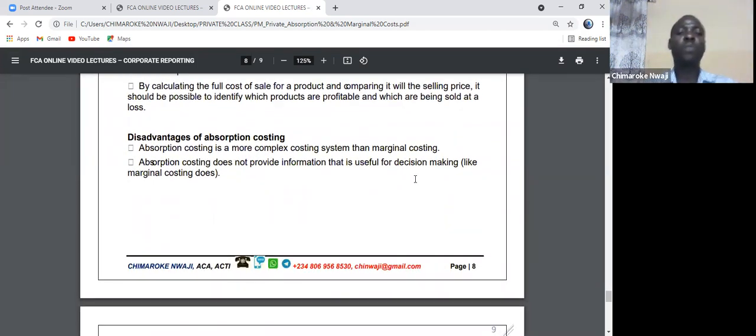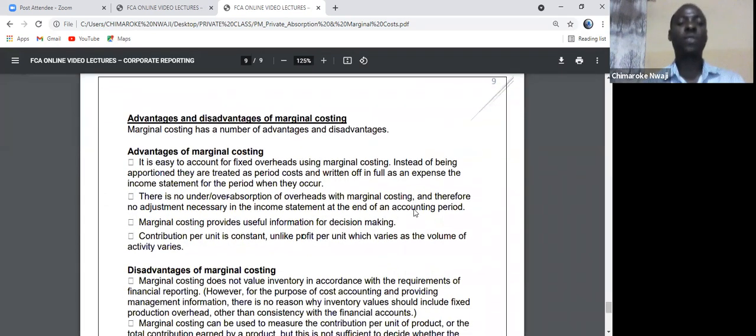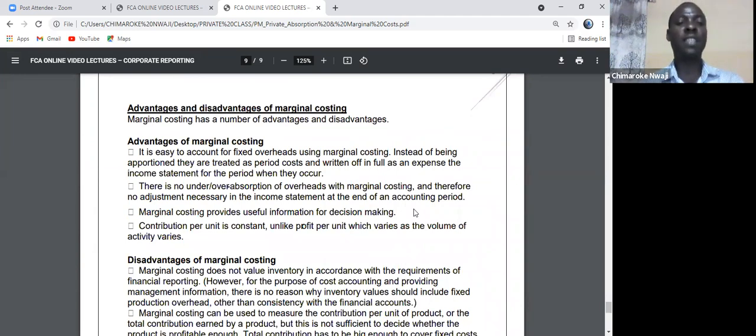Absorption costing is much more complex than marginal costing, and it does not provide information that is useful for decision making. So the disadvantage of absorption costing is an advantage of marginal costing. The advantage of marginal costing is a disadvantage of absorption costing, and vice versa. So let's look at marginal costing, the advantages.